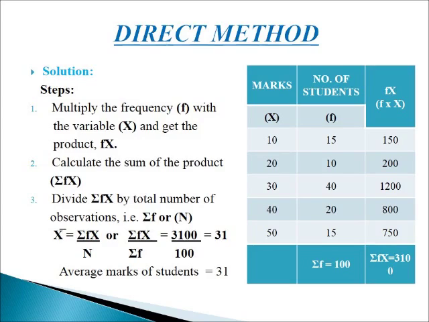We will put in the values which we have calculated in the table, that is sigma fx is 3100 and sigma f is 100. After dividing it, we will get 31. So, the average marks of students is equal to 31. This is how we will calculate arithmetic mean of discrete series in the direct method.